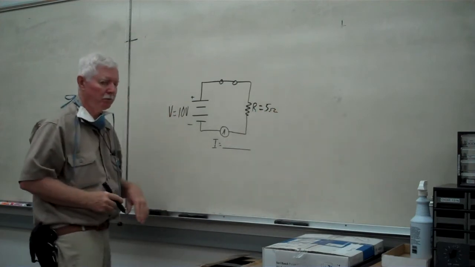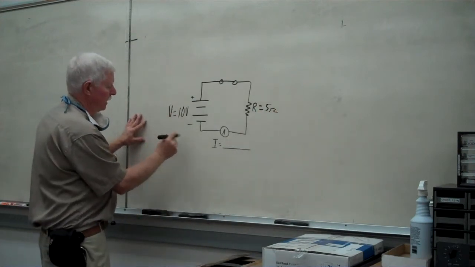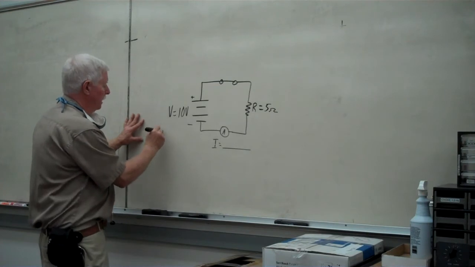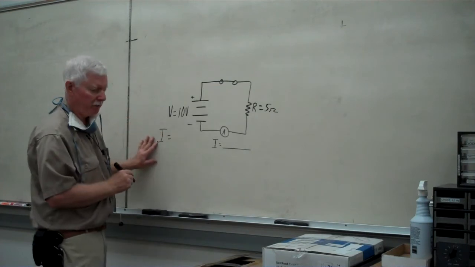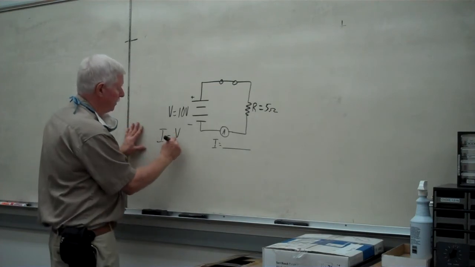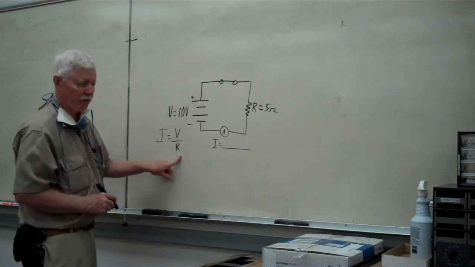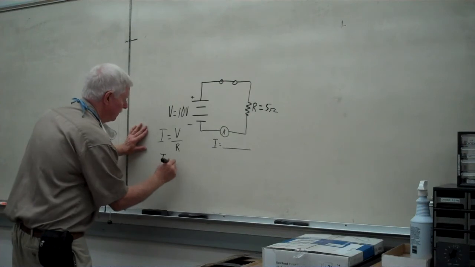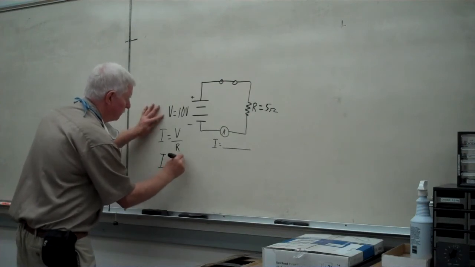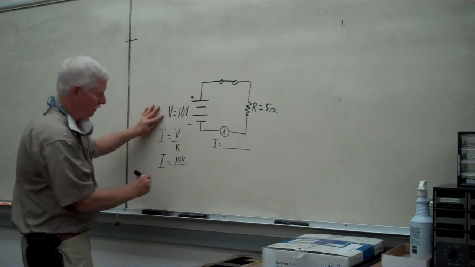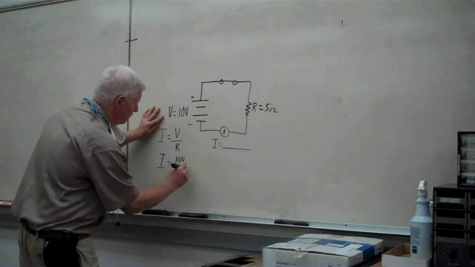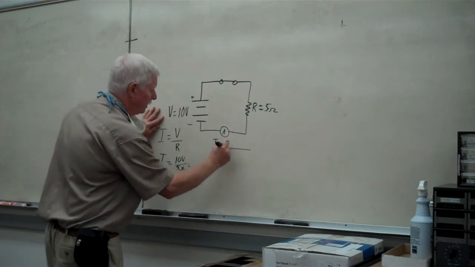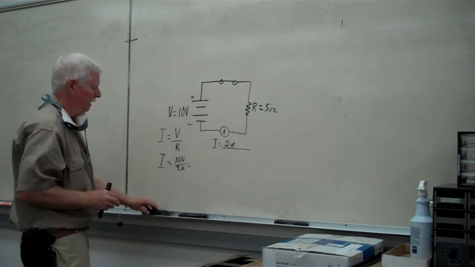Using Ohm's law, we're going to calculate the circuit current, I, which is the intensity of the current, equal to the voltage divided by the resistance. In the case of this application, our current then will be 10 volts divided by 5 ohms, and it's going to result in 2 amperes.